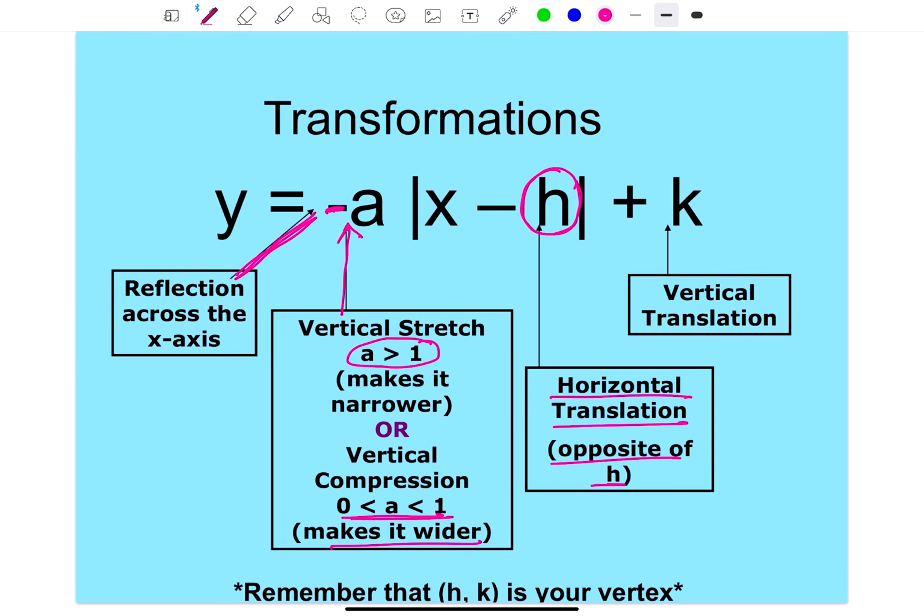It's going to do the opposite of h. If it's a plus inside, it will shift your graph to the left. If it's negative inside, you'll shift it to the right. And the number that comes after the absolute value function will be a vertical translation. We'll move it up or down k units. If it's plus k, k units up, minus k, k units down. The new vertex will be (h, k). That's all for graphing absolute value functions.